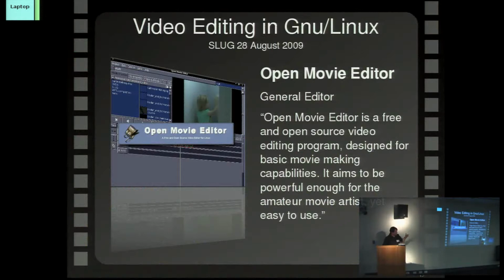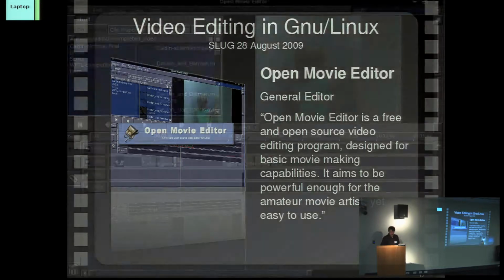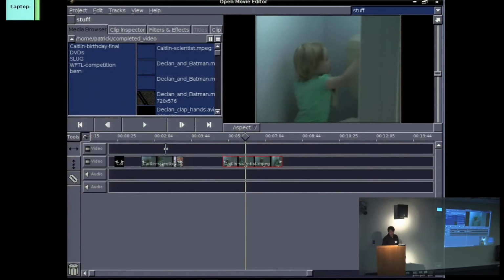That actually was done in Kino mostly. OpenMovie Editor, I only just had a look at it. This is what they say: OpenMovie Editor is a free and open source video editing program. It seems reasonably simple, doesn't seem to have a lot of special effects, but it seems quite simple in terms of just splicing and editing video together. And this is their interface. It might look a little complicated.